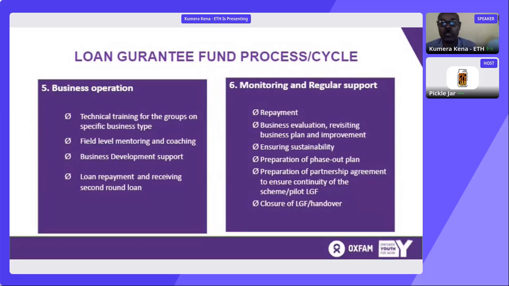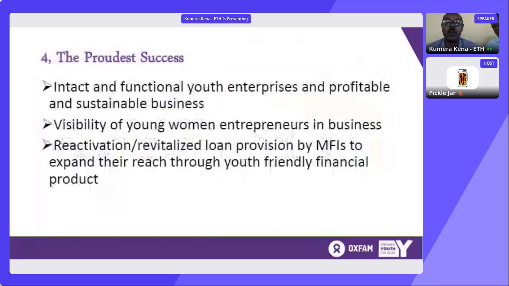Having done all these things, what are our achievements? And from our achievements, what are the proudest successes we have achieved so far? For us, the important achievements are that the youth groups established are intact, they are functional, the youth enterprises are profitable, they are making profit, and they have potential for sustainability.